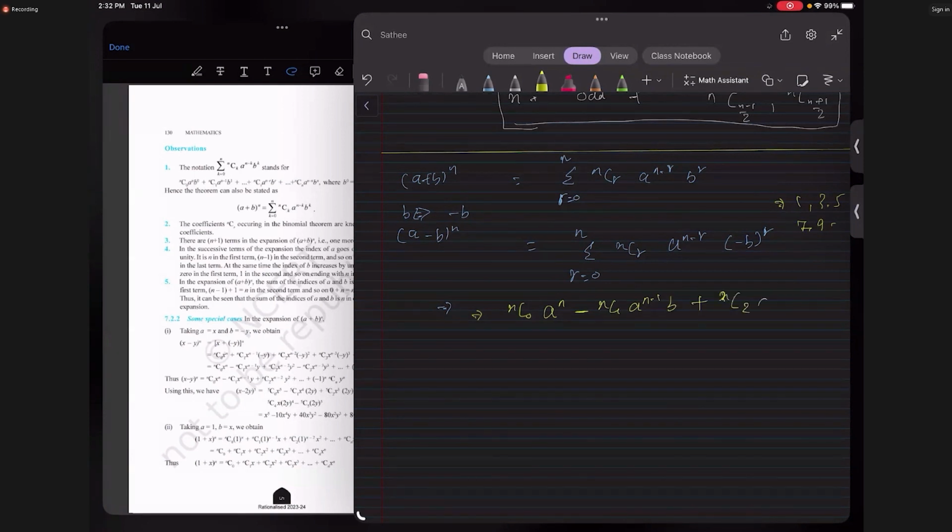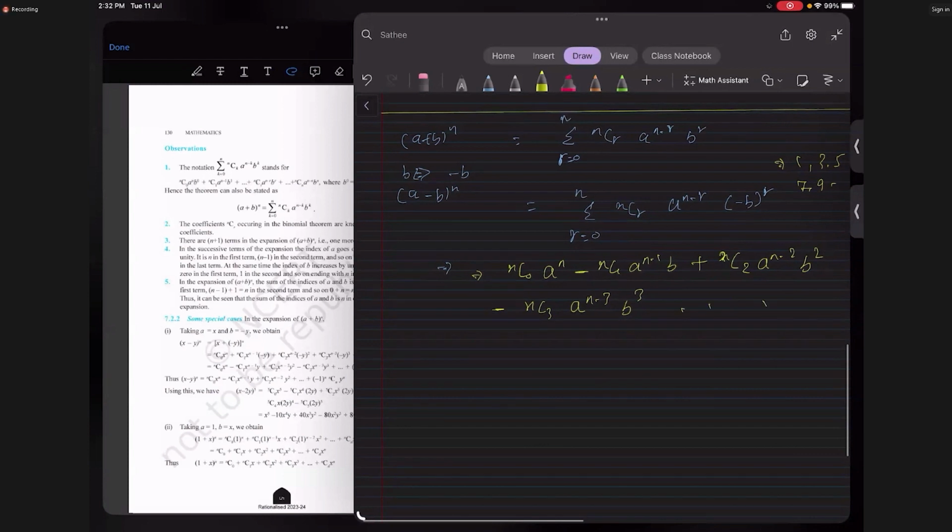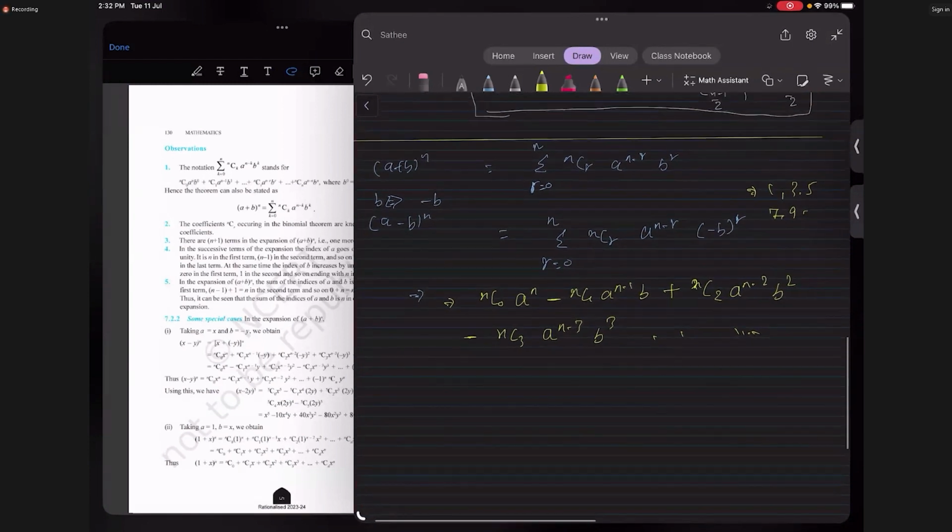And nC2 a to the power (n minus 2) b squared, and minus nC3 a to the power (n minus 3) b to the power 3, okay. So and so on, okay. So you can see the terms like nC1, nC3, nC5, these terms would be negative and the rest of the terms would be positive, okay. Or you can also say that half of the terms would be negative and half of the terms would be positive, okay.